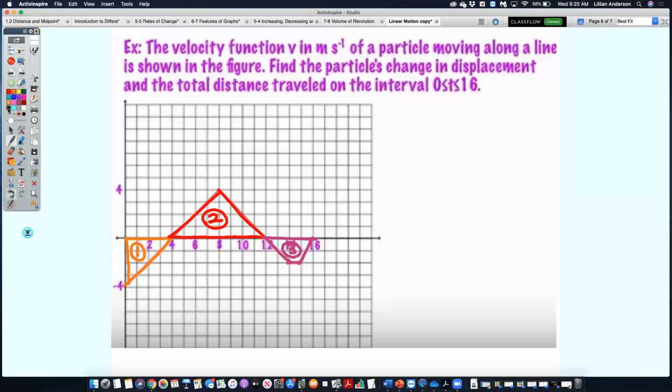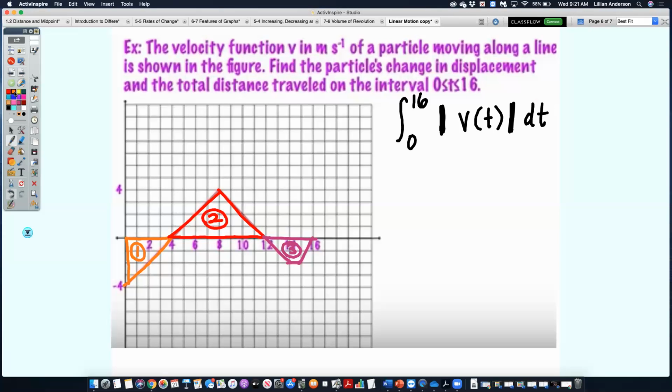And what we're trying to do is we're trying to find the particle's change in displacement and the total distance traveled on the interval from 0 to 16, okay? We can do this for the distance traveled, which is the integral of the absolute value of v of t dt. We're able to go from 0 to 16 to find the total distance traveled. But if you recall from our knowledge of integration, to find the displacement, we're not going to be able to go from 0 to 16. We have to go from 0 to what? 4, and then from 4 to 12, and then from 12 to 16. We are going to have to split it up to find the change in displacement.